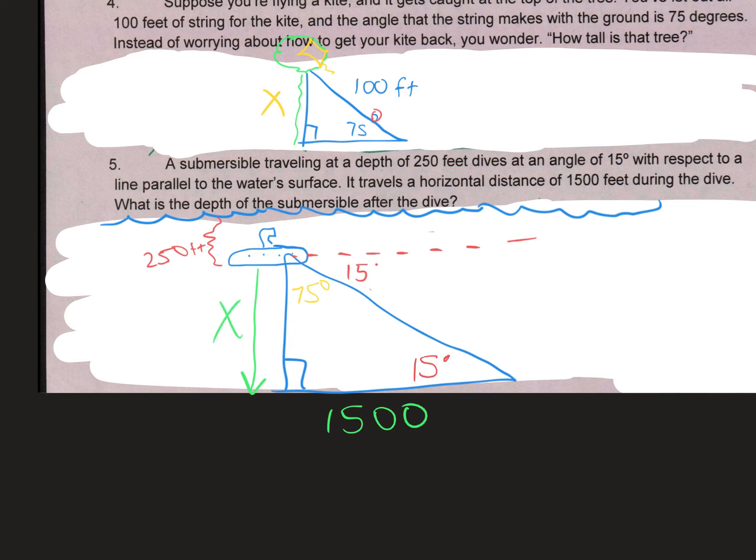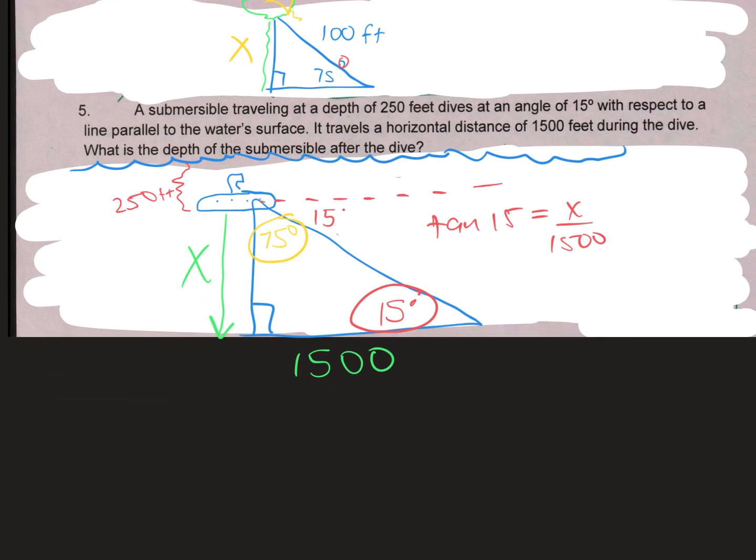If I use 15, I'm going to say tangent of 15 equals x over 1,500, right? You agree with me? If I use 75, I'm going to say tangent of 75 equals what? 1,500 over x. Do you see how your ratio wouldn't be the same, or sometimes the trig function is different.